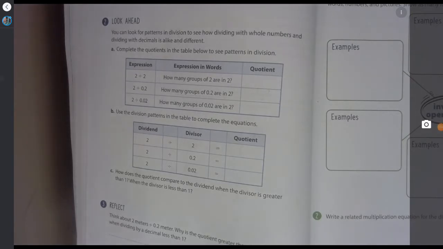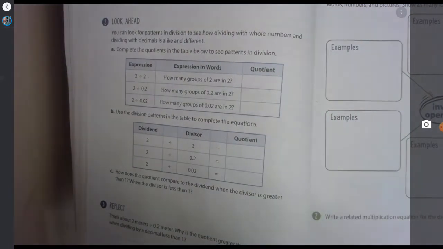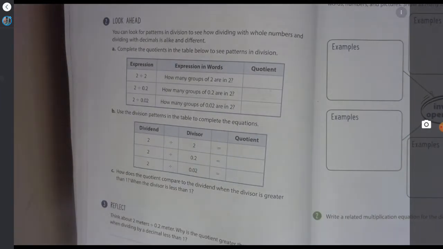So this is on page 348. What I'd like you to do, it's the part where it's Look Ahead. I'd like you to actually pause the video and solve these on your own. Read the instructions here. I think you'll do just fine by filling in these blanks. Please pause the video, solve it on your own, and then resume the video. And you can listen to how I solve it.